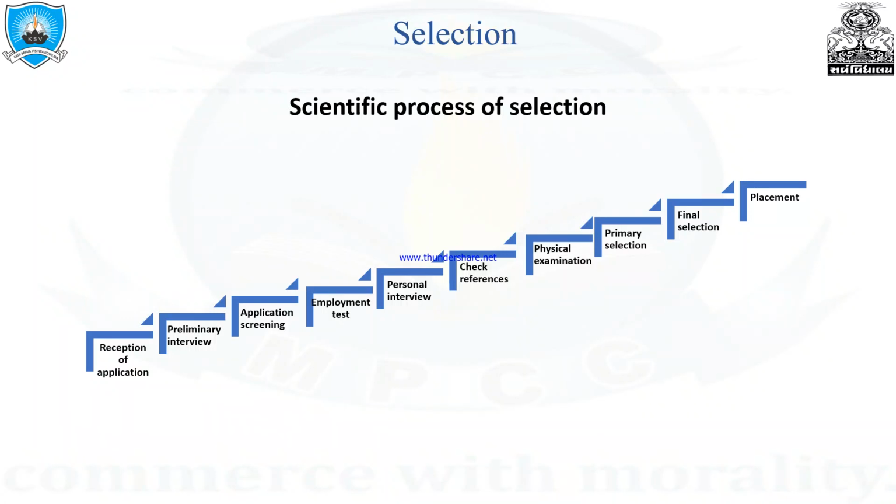So, the scientific selection process starts with reception of application, then preliminary interview, then application screening, employment test, personal interview, past references check, physical examination, preliminary selection, final selection, and the last step, placement of employees. So, we conclude this lecture by learning the scientific process of selection.